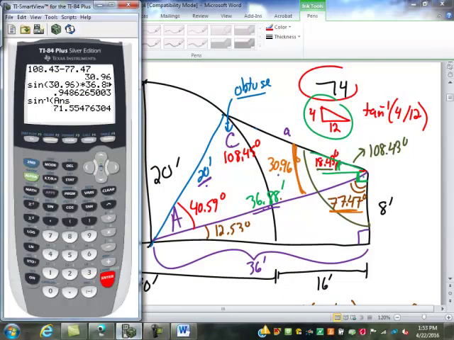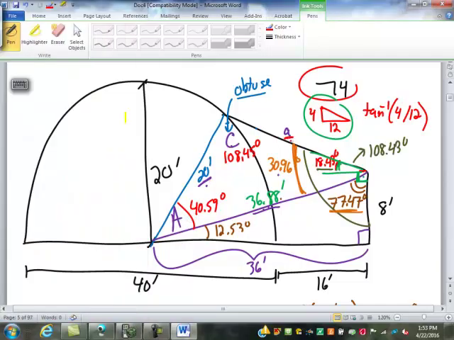Let's just do this literally. 180 minus 108.45 minus 30.96 is 40.59. Now that I have that, I can find the length of A here. If I were doing a roof area, I would need to know the length of A. In this case, I'm not, so I don't need to find the length of A at this point.